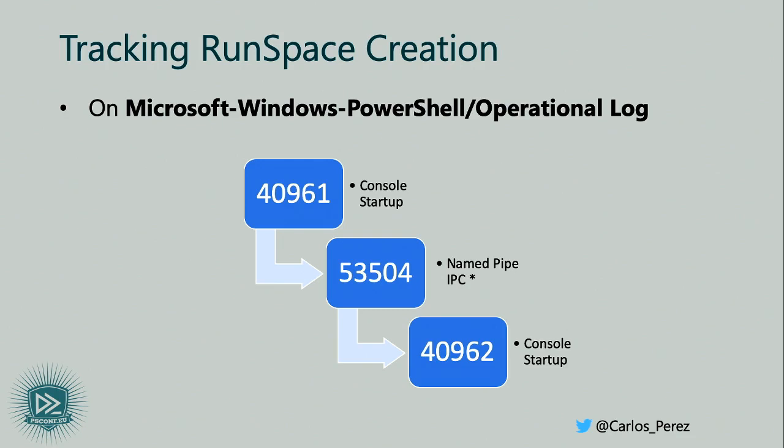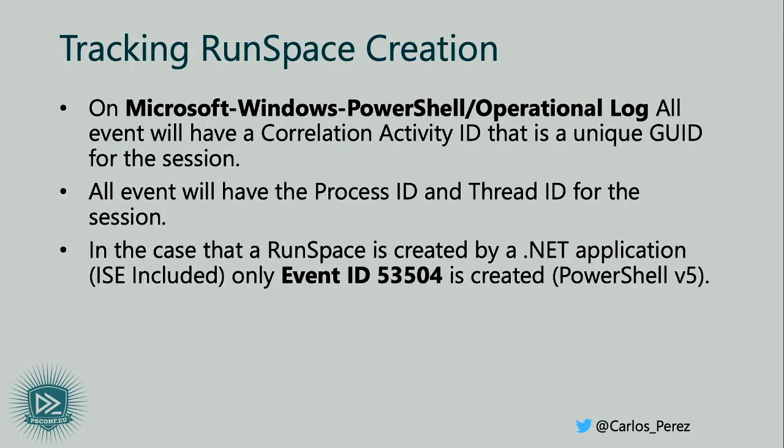But what happens when I run managed PowerShell, which is I'm injecting enough of the CLR into memory to run PowerShell and everything? The only thing you're going to see is a 53504. The other two disappear.